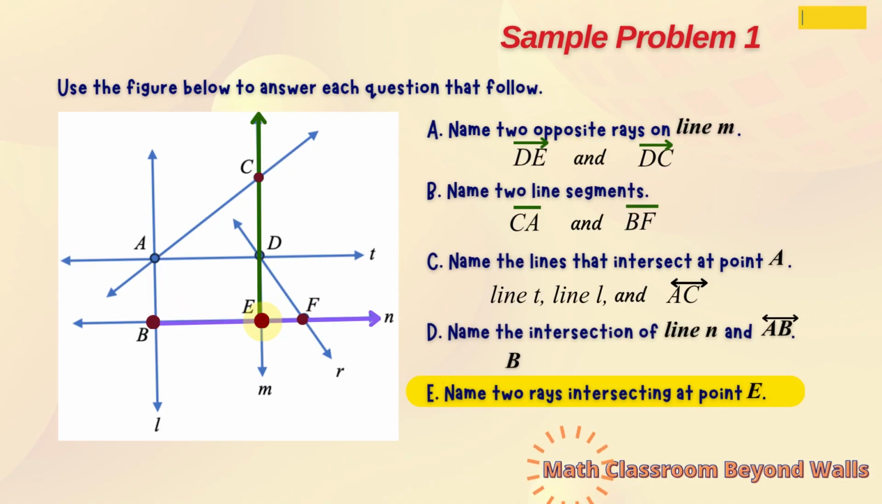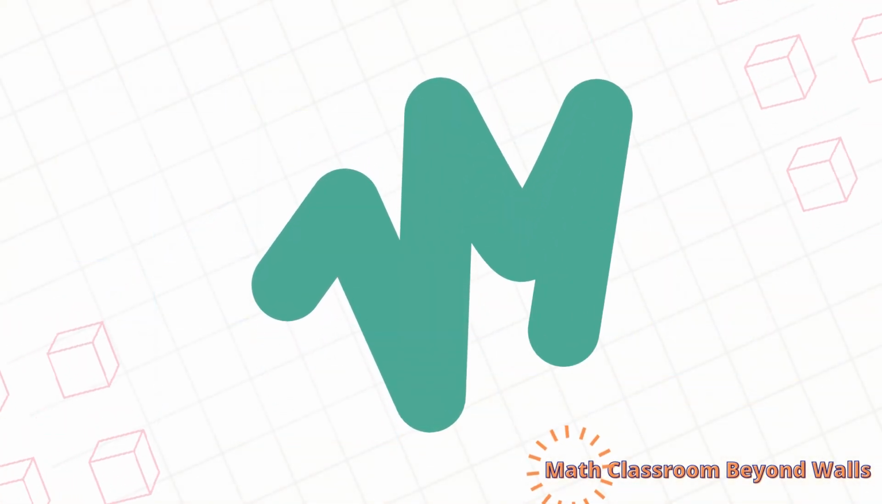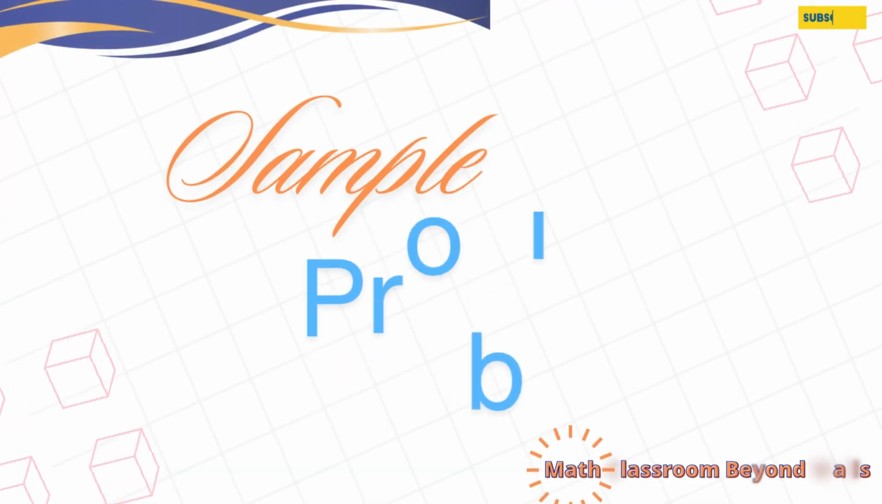Here are the rays, ray EC and ray BF. Other than these two, you can name other rays intersecting at point E. There you are, learners. Those were all easy questions. Let us now move on to sample problem 2.